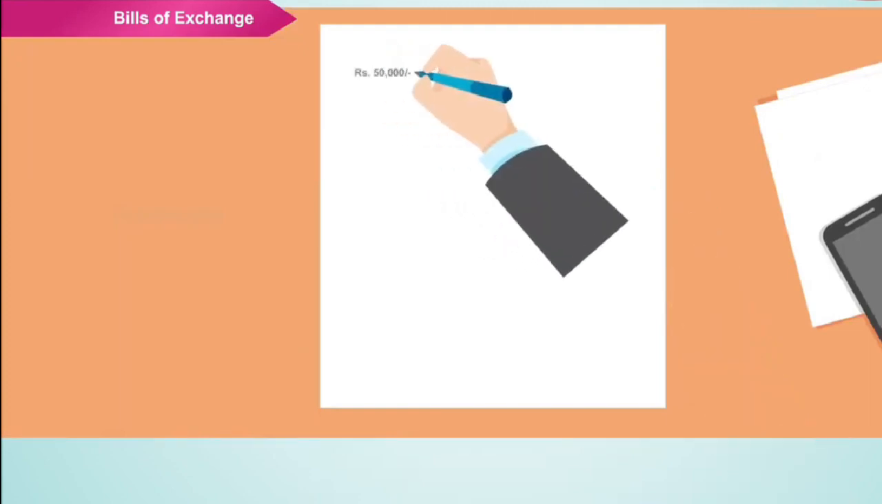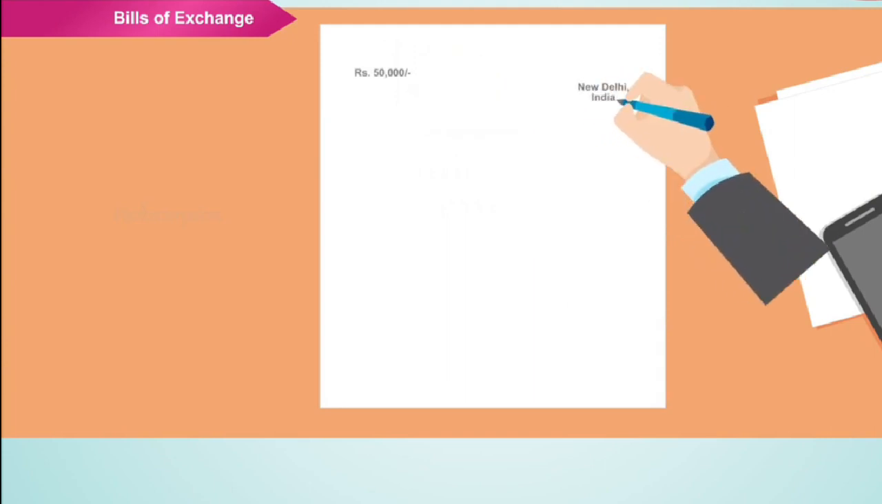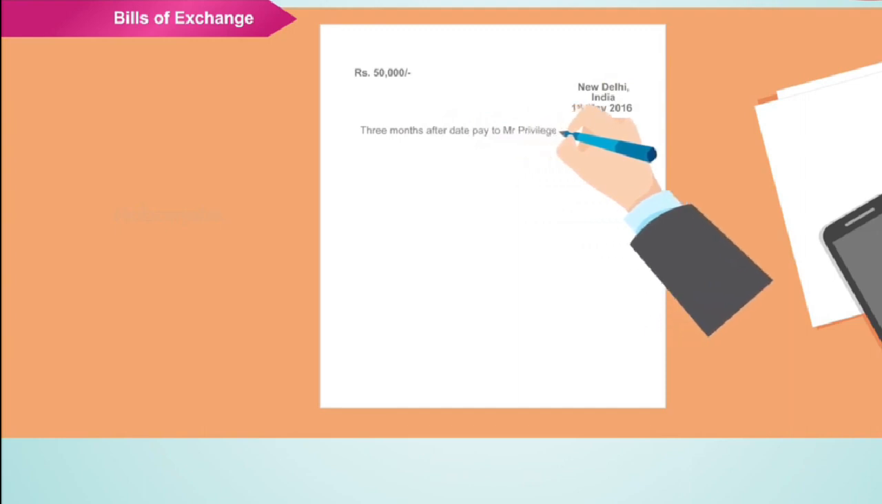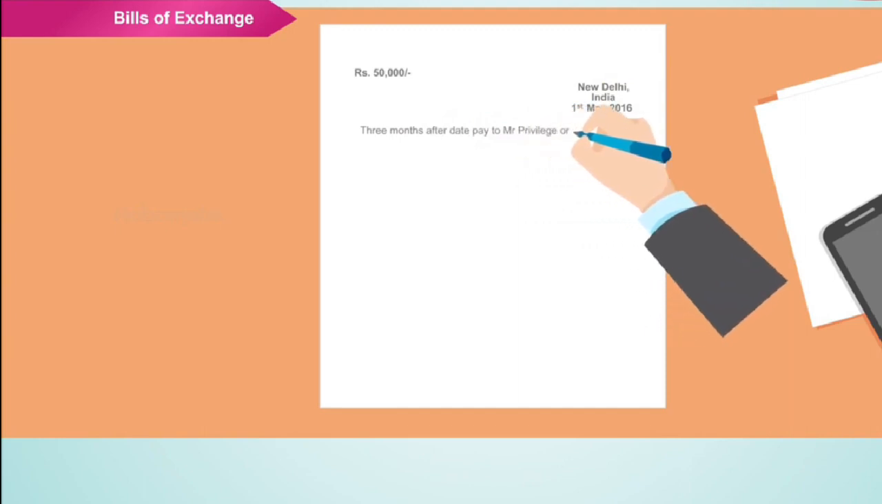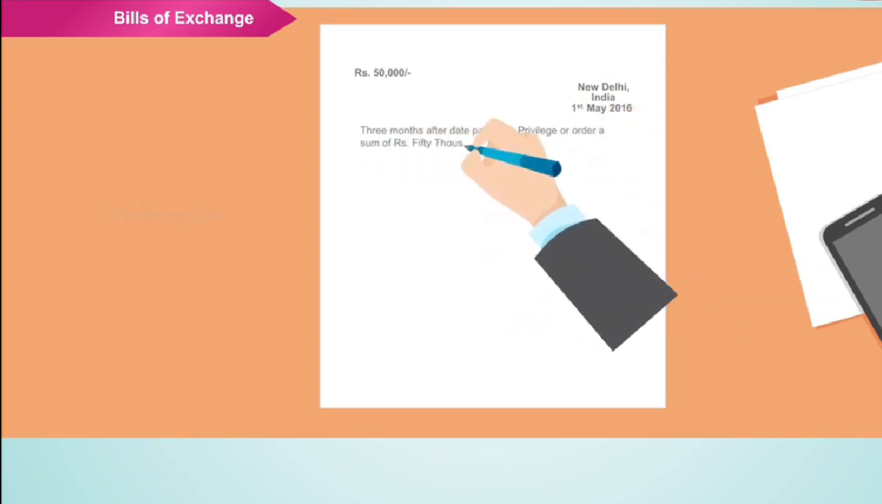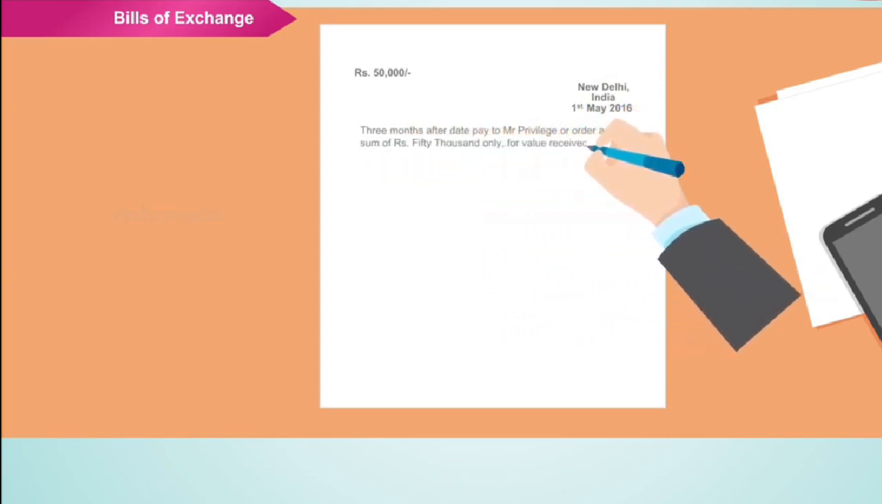Mr. Privilege now takes a blank paper and writes on it the amount of credit he is giving to Mr. Needy, the city and the country they are in, the date of drawing it, the time period after which Mr. Needy will repay the loan, the person whom Mr. Needy will repay the loan, by order and not by request, the amount to be repaid in words for the value of mobile covers bought.